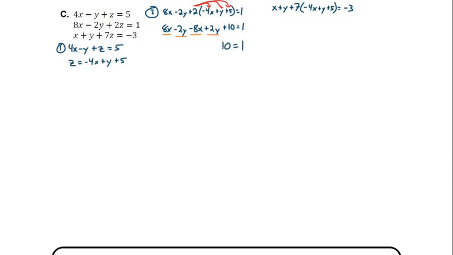Does 10 equal 1? No, it does not, Mr. Hunter. Well, that right there tells you you have no solution. These planes are either, two of them are parallel and one of them's not, or they're kind of cross each other like this, so they never have one common point. Something along those lines. Something is happening to where these have no solution.